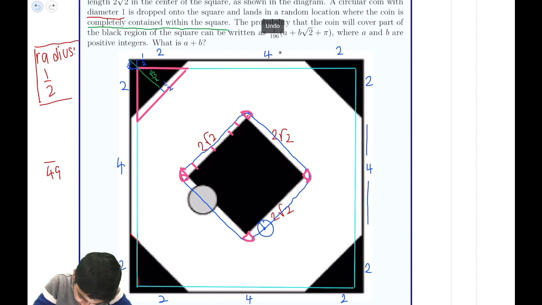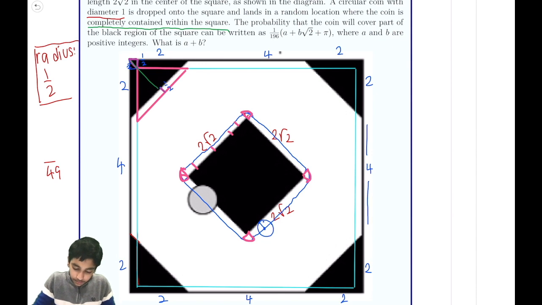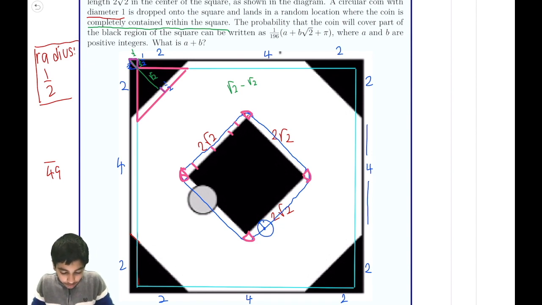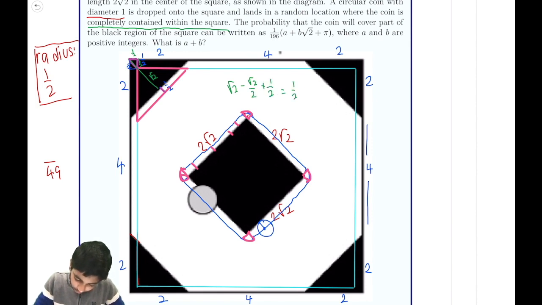But this new pink triangle has a new altitude. Let me just try to mark it. This is going to be root 2 over 2 less, because this is going to be a 1/2, 1/2, root 2 over 2 triangle. So it's going to be reduced by root 2 over 2, but increased by 1/2 on this region here. So really, the altitude goes from being root 2, because 2 divided by root 2 is root 2, to being root 2 minus root 2 over 2, plus 1/2. This is equal to 1/2 plus root 2 over 2, which is root 2 plus 1 over 2. So that is the altitude of our triangle.